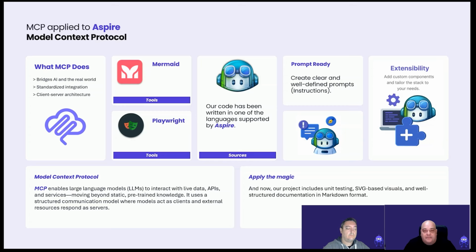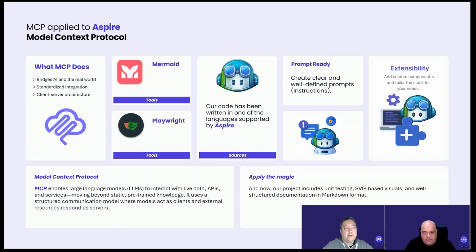Model Context Protocol, MCP, enables large language models, LLMs, to interact with live data, APIs, and services, moving beyond static, pre-trained knowledge. It uses a structured communication model where the models act as clients and external resources respond as servers. For example, GitHub Copilot, where the code has been written in one of the languages supported by Aspire.